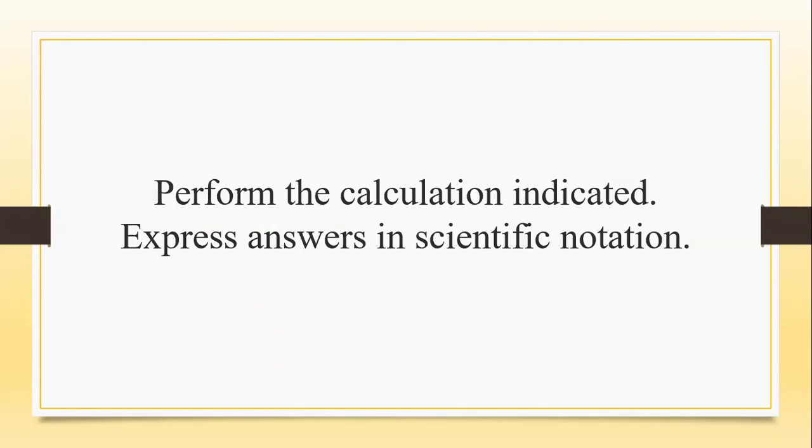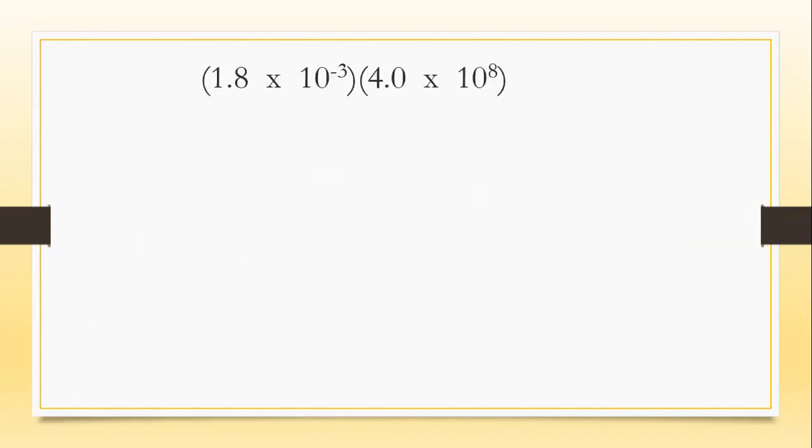Perform the calculation indicated. Express answers in scientific notation. 1.8 multiplied by 10 to the power of -3 multiplied by 4.0 times 10 to the power of 8. We want to get our decimal values and multiply them together. So we have 1.8 times 4.0. We're going to multiply that by the powers of 10, 10 to the power of -3 times 10 to the power of 8.